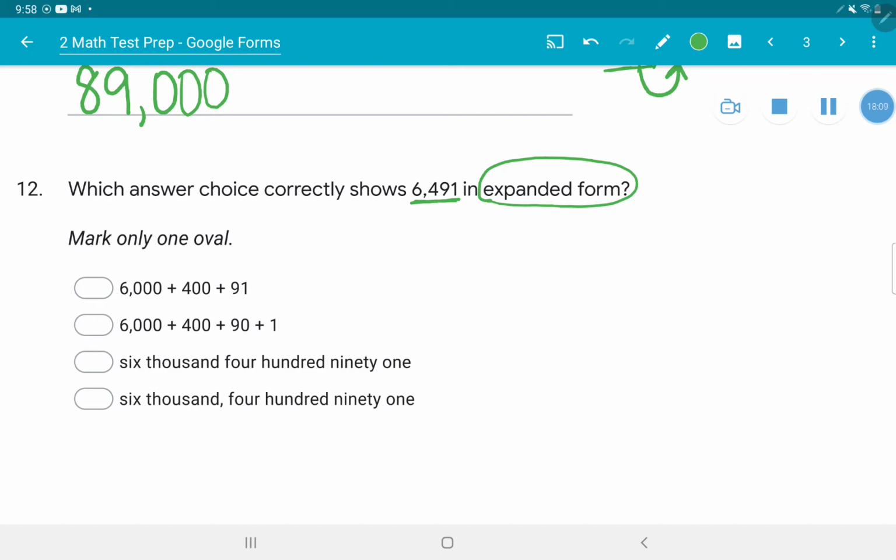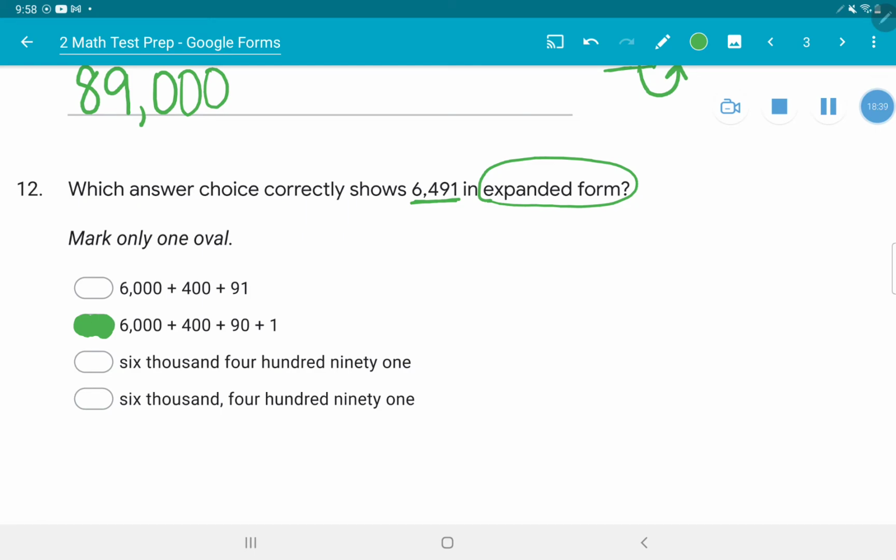You're making that number, but you're just plussing on one. I'm adding the value of each digit. You're exactly right. So my 6,000s has a value of 6,000. So I'm going to put 6,000 plus the value of the digit 4, which is 400, plus the value of the 9, which is 90, plus the value of the 1, which is 1. So the second choice is the correct one.